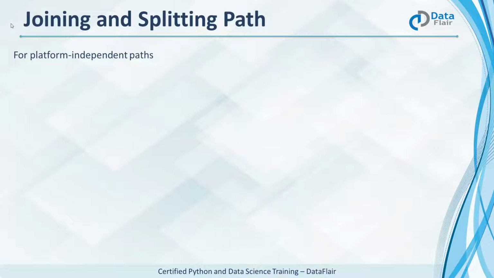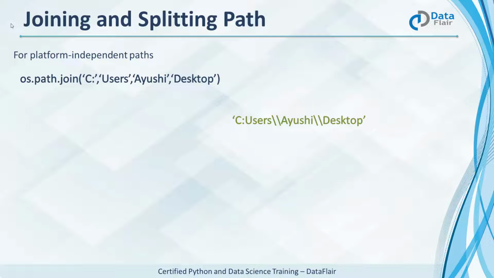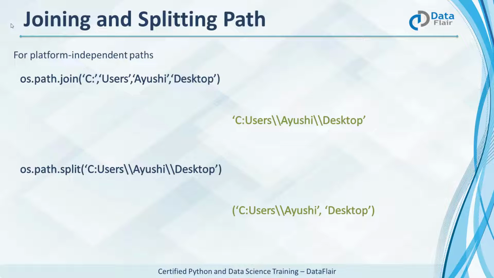So what's all the drama with the slashes? If you'd like to use platform independent paths that will work anywhere, use os.path. Use join to join components and split to split a path into components. This removes the separator.